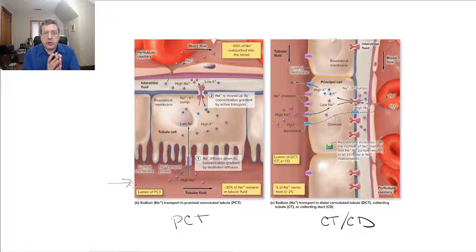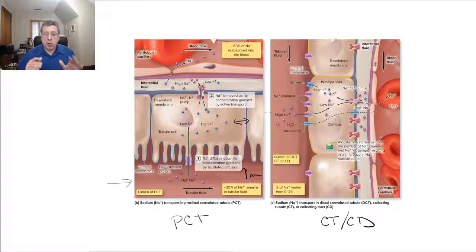Now we're going to look at a couple different regions. We're going to look at tubular fluid, intracellular fluid, interstitial space, and then the blood vessel or the capillary. So the tubular fluid has a relatively high level of sodium in relationship to intracellular sodium. So we're going to have a higher sodium here than we do in the intracellular space.